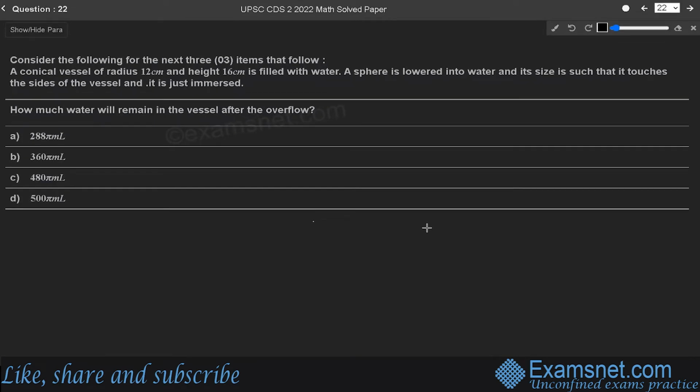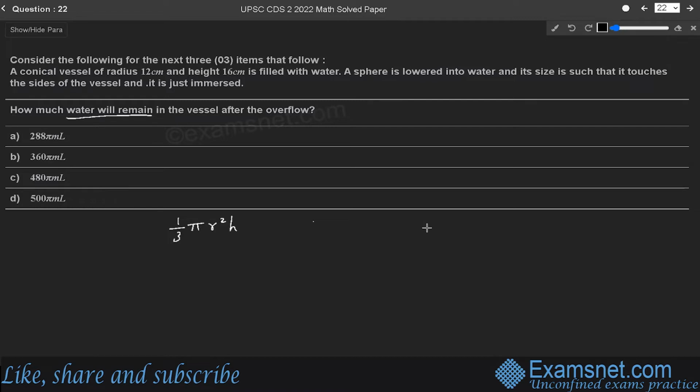Next question also has the same directions. In this question, we have to find how much water will remain in the vessel after the overflow. We know that vessel is a cone. So first let us write what is the volume of the cone. The volume of the cone is given by 1 by 3 pi r square h. And we have to find how much water will remain.